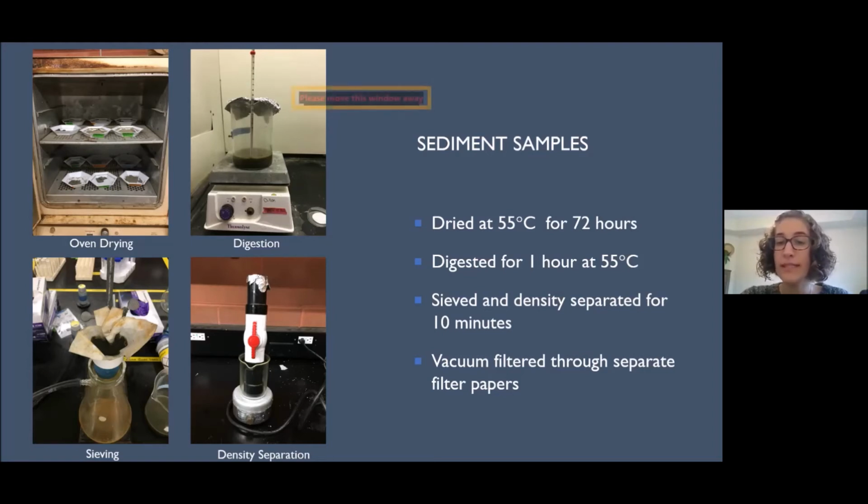The samples were then sieved and density separated for 10 minutes in zinc chloride. Zinc chloride has a density heavier than water and plastic, so any plastic that is present in the sediment sample will float to the top, while any remaining organic matter that did not break down, such as rocks, will sink to the bottom. This makes it easier to remove the microplastics from the sediment. The samples were then vacuum filtered through separate filter papers and analyzed under the microscope.